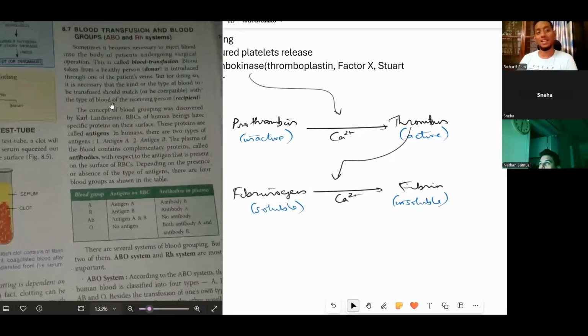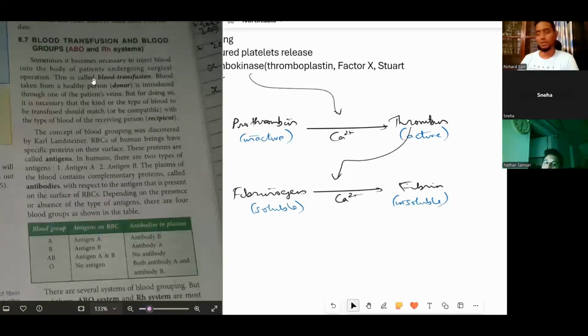Anyway, we'll just see the blood types also. What are the different blood groups?